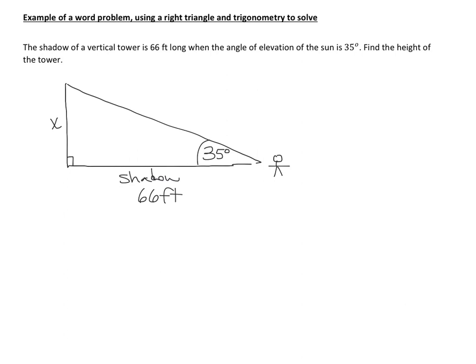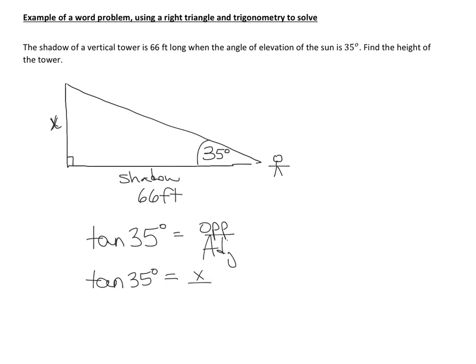By looking at what we have, we have an angle, and we have one of the sides, but we're looking for x right here. So we do know that tangent of 35 degrees is opposite over adjacent when we have a right triangle. So we can set that up as the tangent of 35 degrees, and from that angle, the opposite side is x. The adjacent is 66. Now we have a small equation, but we can solve for x.